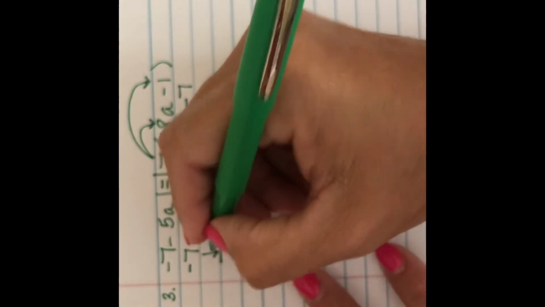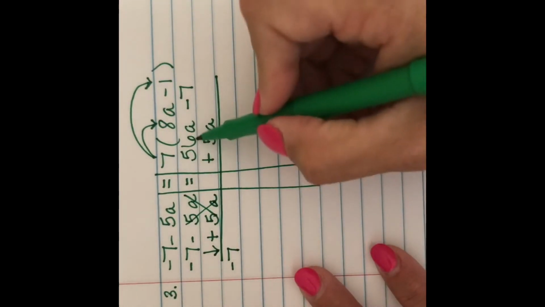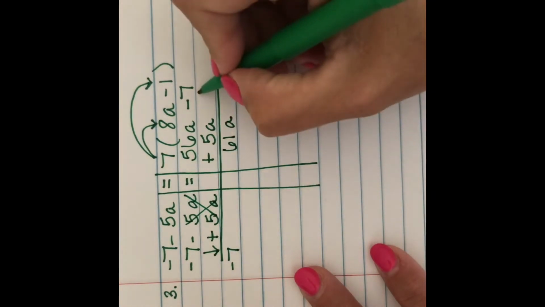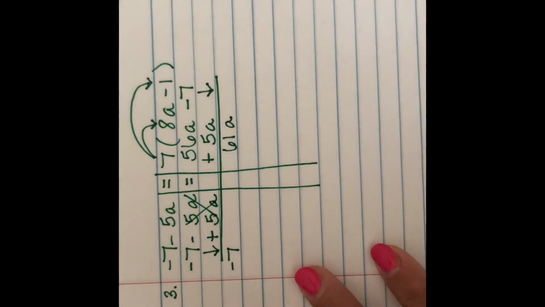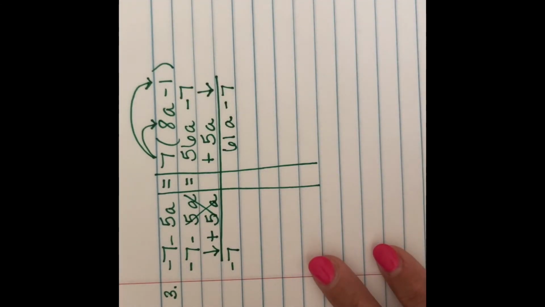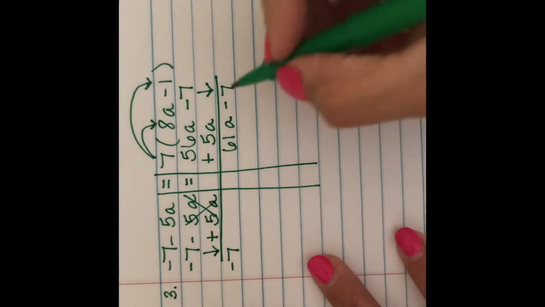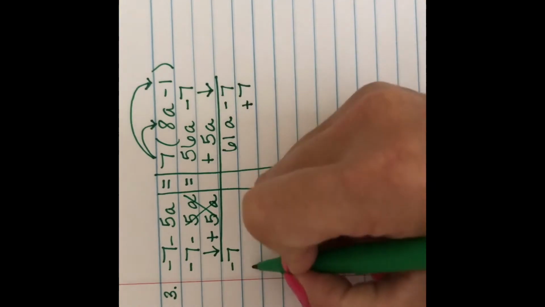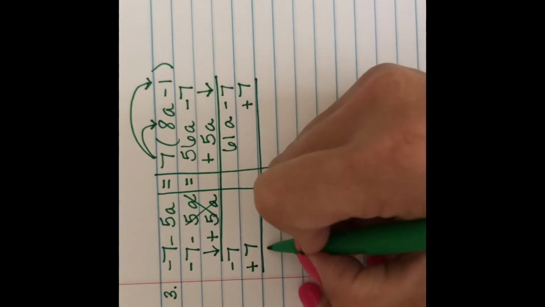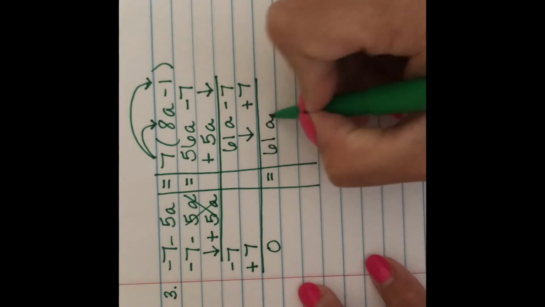So I'm going to bring down the negative 7. This makes 0. 56a plus 5a is 61a. And I'm going to bring down that negative 7. Okay, so now I want to get rid of the constant that's over here with the variable. I want that variable isolated. So I'm going to add 7 to both sides. Negative 7 plus 7 is 0. And on the right side, I have 61a.